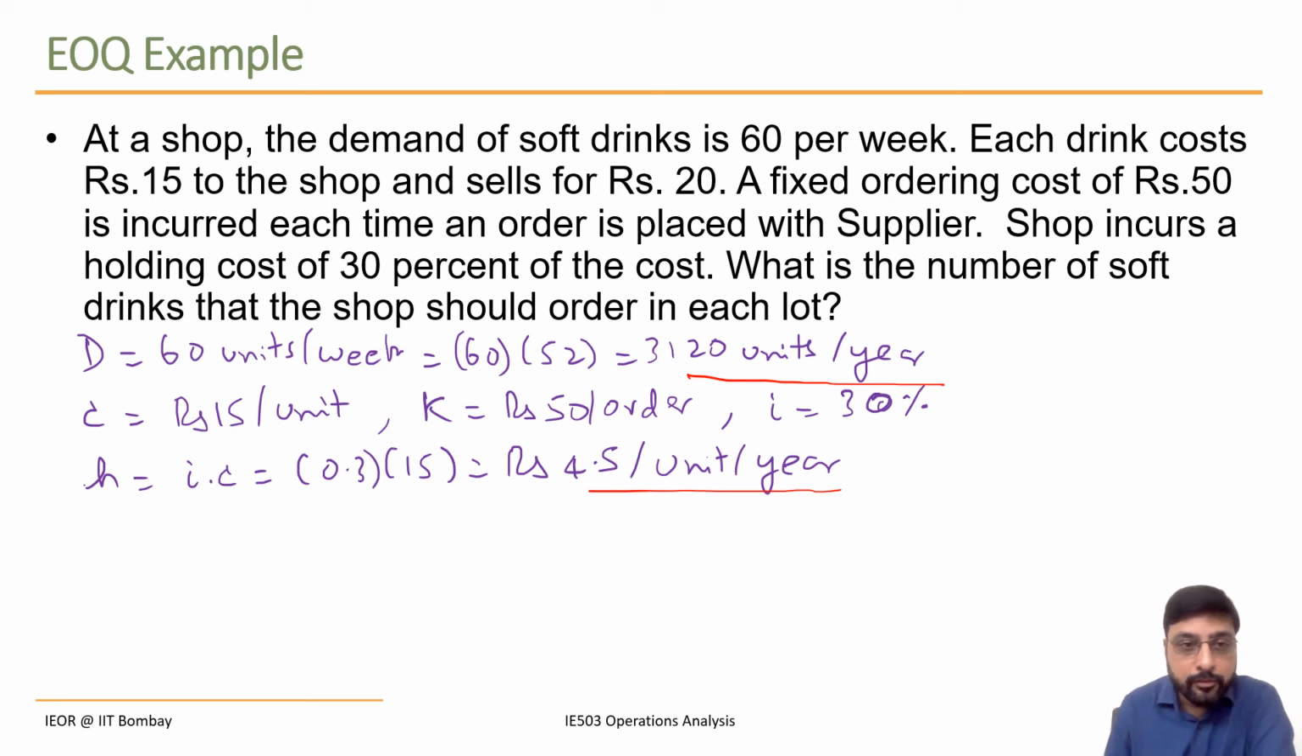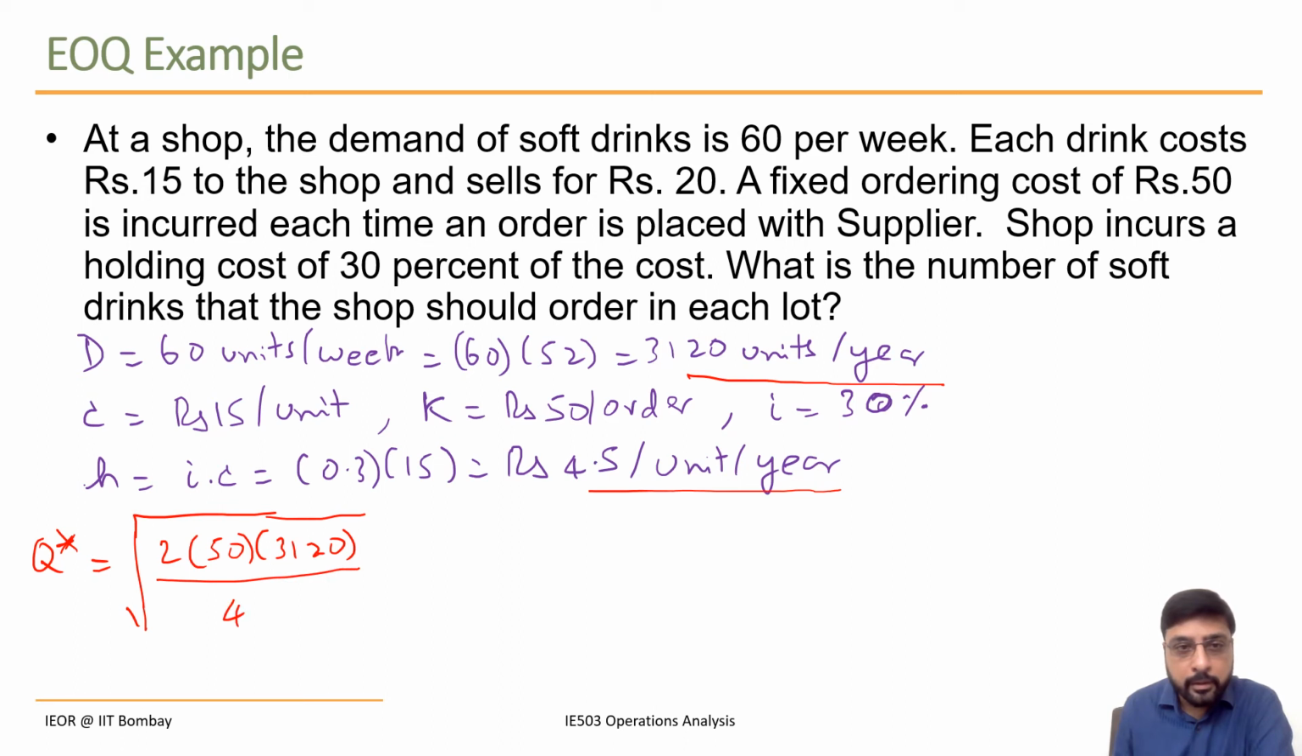Now, with this information, we can compute the EOQ quantity, that is your Q star. As per our EOQ expression, it turns out to be root of 2 into K into D divided by H, which comes out to be 263.31 units per order, which is approximately equal to 264 units per order. That is your Q star.